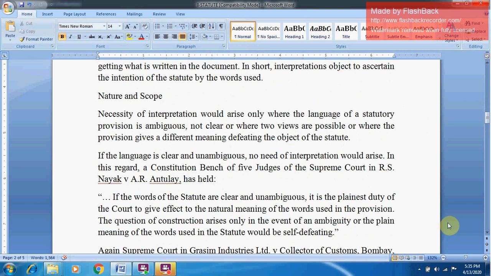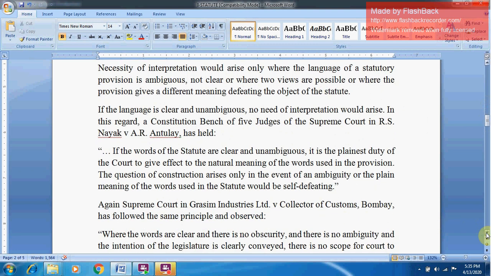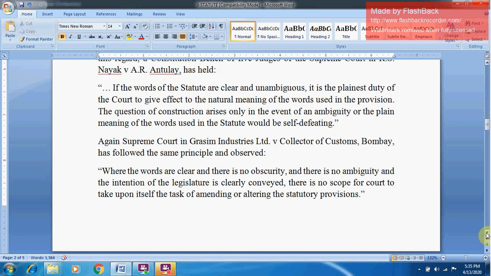Again, the Supreme Court in Grasim Industries Limited versus Collector of Customs, Bombay, has followed the same principle and observed, I quote, where the words are clear and there is no obscurity, uncertainty or absurdity, and there is no ambiguity and the intention of the legislature is clearly conveyed, there is no scope for the court to take upon itself the task of amending or altering the statutory provisions. I unquote.